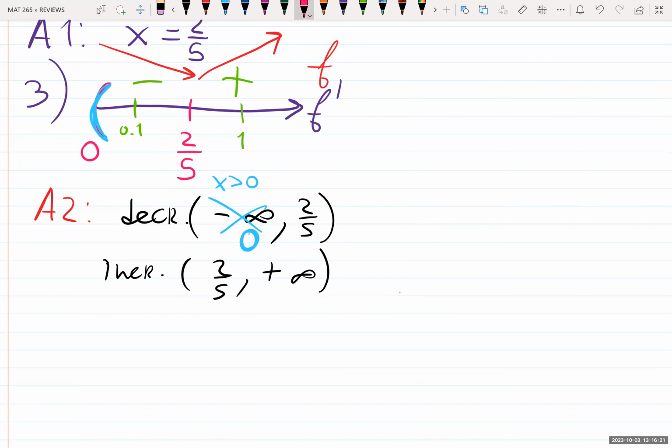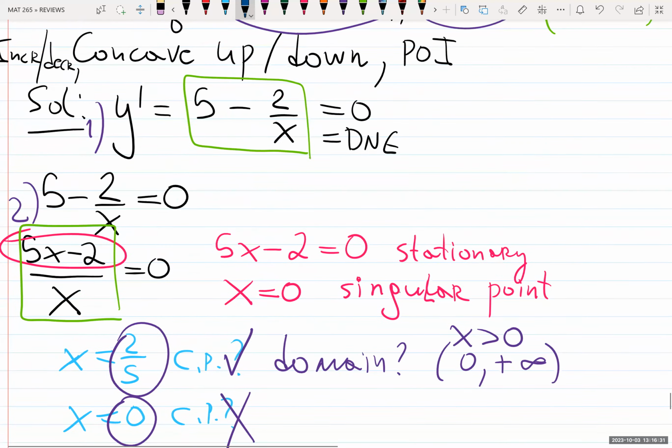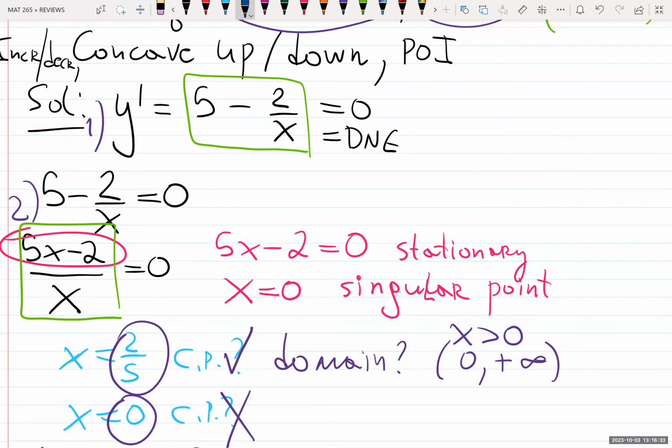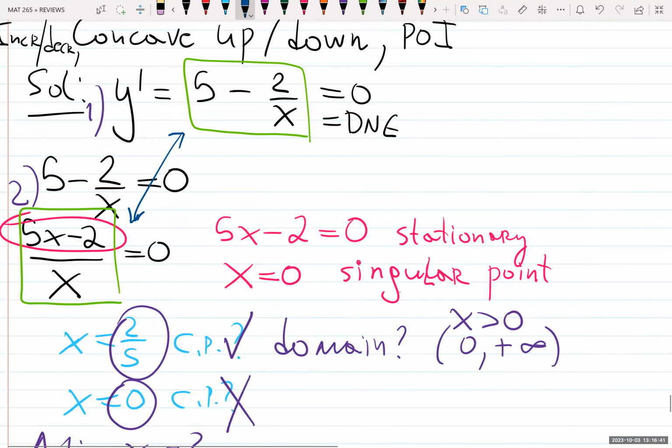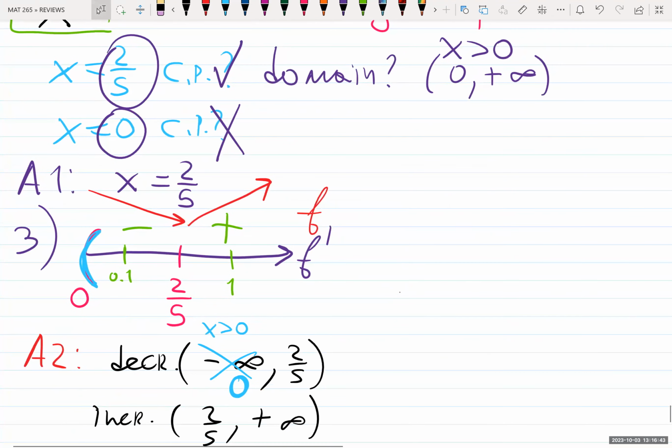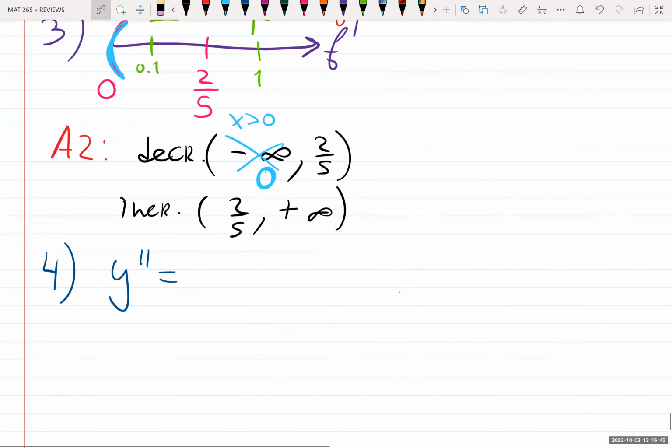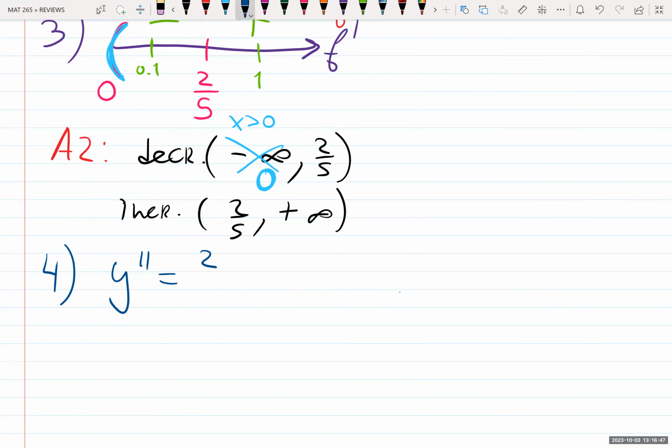And now we go to concavity. Step 4, find second derivative. Let's use y prime prime. I don't remember the first derivative. Let's go back. First derivative, you can either use quotient rule or you don't. So basically you decide. I will use the first box. Derivative of 5 is 0. Derivative of minus 2 over x is plus 2 over x squared. Oh my goodness, how did that happen?